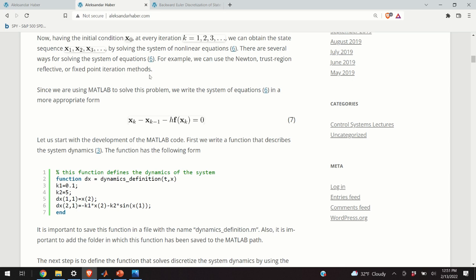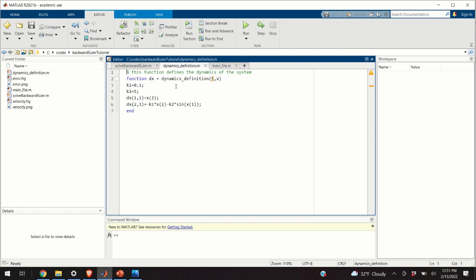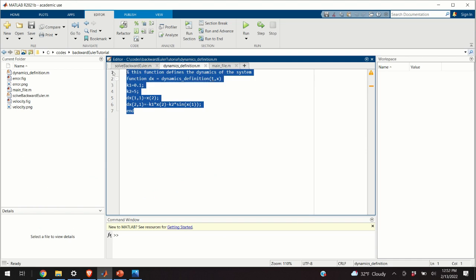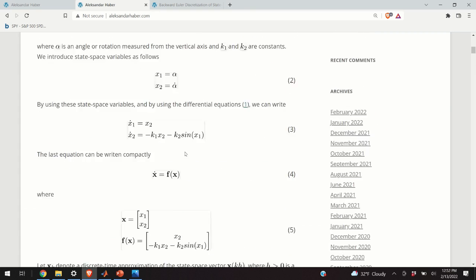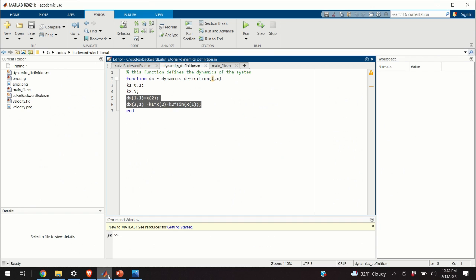Okay, so let us discretize this system in MATLAB by using the backward Euler method. The first step is to define the system dynamics. So here is our system dynamics, and I'm going to now switch to MATLAB. So here is my function describing the system dynamics. I'm having a pendulum. So this is our state space equation that you can see over here, defined in equation 5. I specify the constants k1 equal to 0.1 and k2 equal to 5.